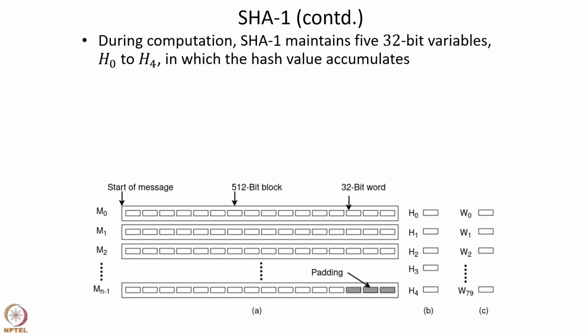Fine. So during computation, SHA-1 maintains 5 32-bit variables H0 to H4 in which the hash value accumulates. This shows the input message. It is broken into chunks of 512 bits in length each. So the chunks are M0, M1, M2 up to Mn-1. And SHA-1 maintains 5 32-bit variables. These variables are H0 to H4, which are shown here. These are registers, and the hash value accumulates in these registers.